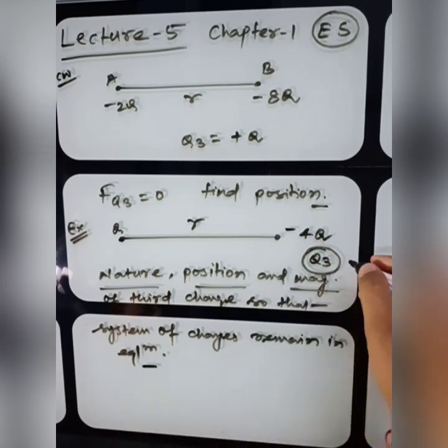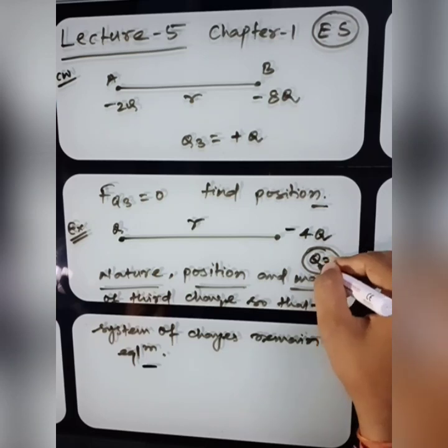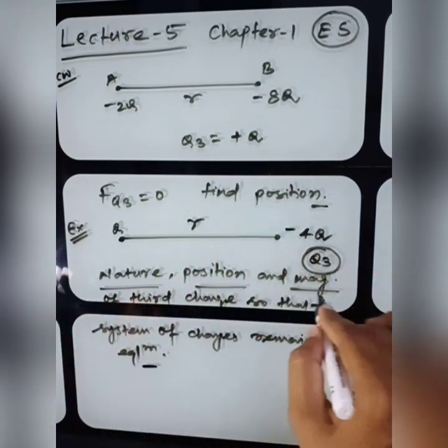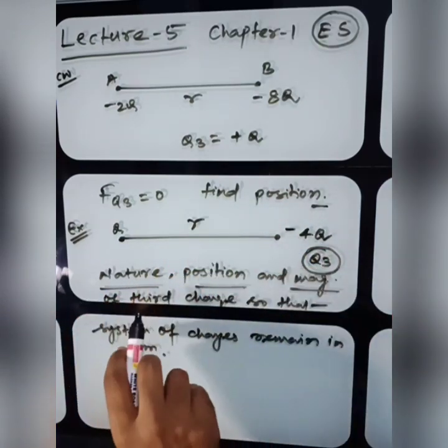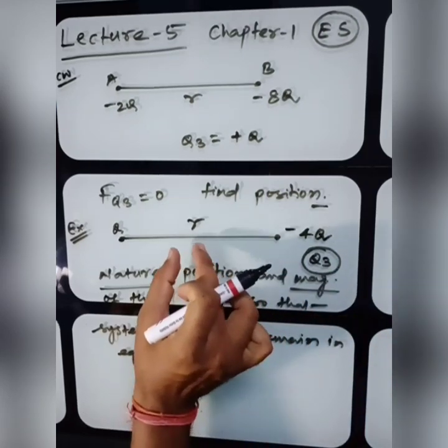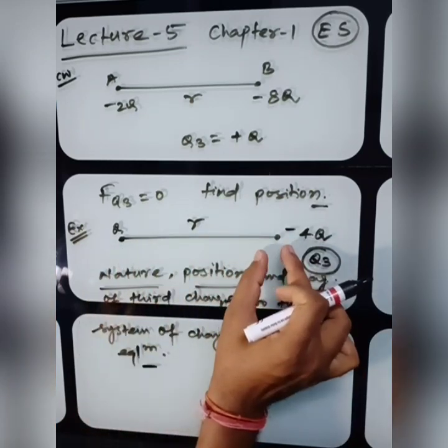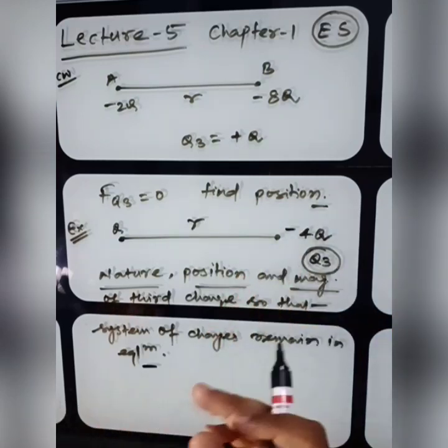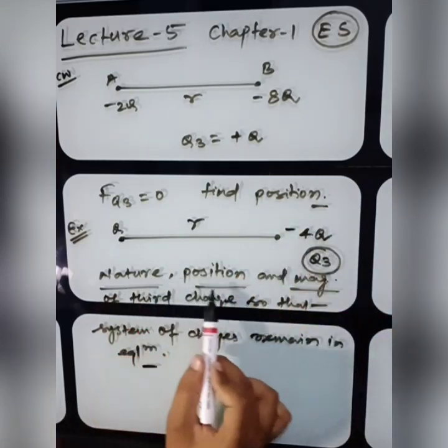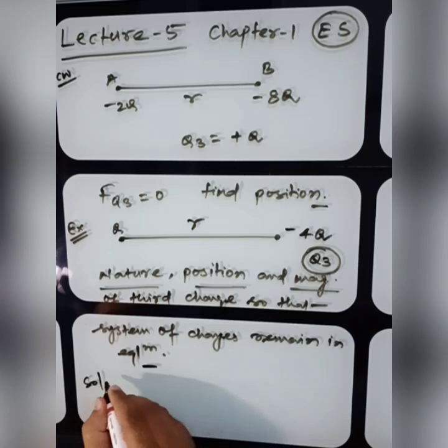Equilibrium means if you are putting this Q3, it is not necessarily only that Q3 experiences net force 0. Actually, equilibrium means all the particles or all the bodies of this system experience net force 0. If we place this Q3 between these two charges, it means Q3 will experience 0 force, Q will also experience 0 force, and minus 4Q should also experience 0 force. So how will you solve this question? Remember, you have to find nature, position, and magnitude, all the three things. Now try to solve this question.